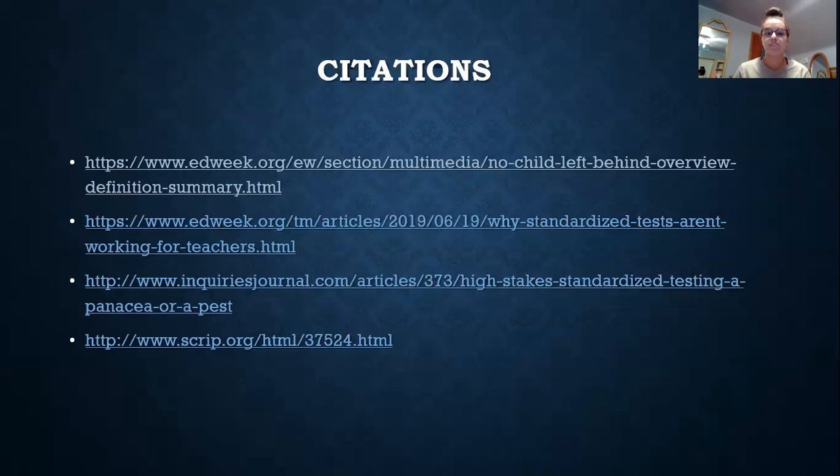And this is just my citation page, and this is all I have about why standardized testing is negatively affecting students and teachers. Thank you.